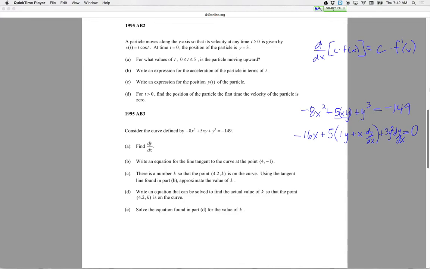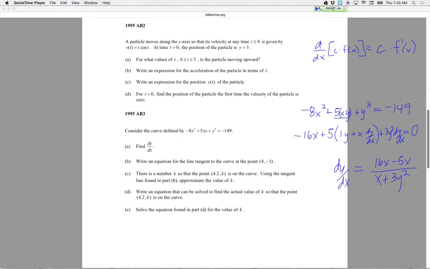You can say, I'm going to distribute the 5, I'm going to move the 16x over, I'm going to move the 5y over, so that's going to be a positive 16x minus a 5y. I'm going to factor the dy/dx out. I'm going to end up dividing by x plus 3y squared, and voila, I give the answer just like this. And that's acceptable. I didn't show any steps. They know you had to know all of it.